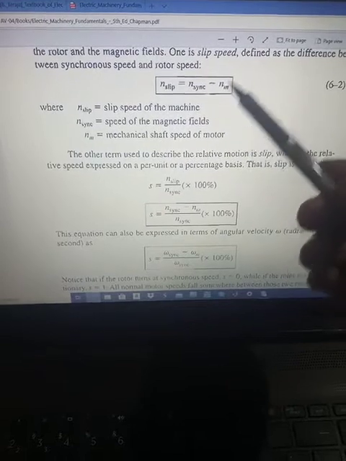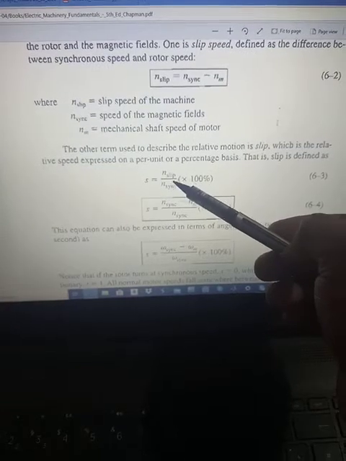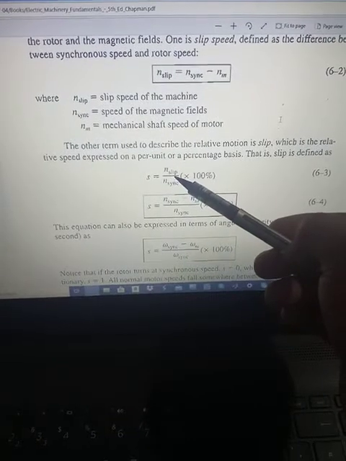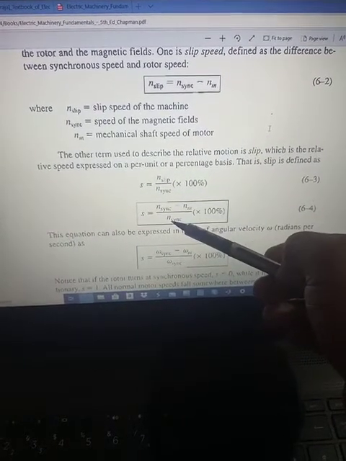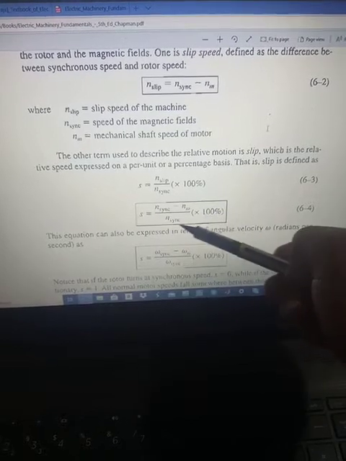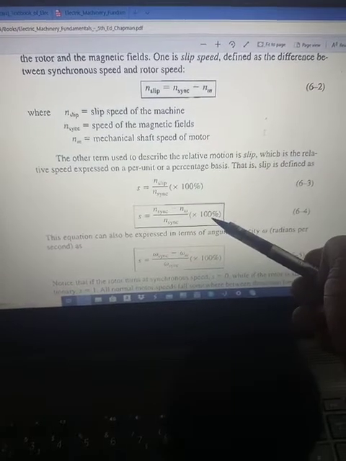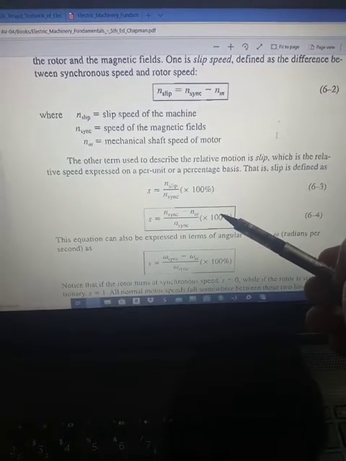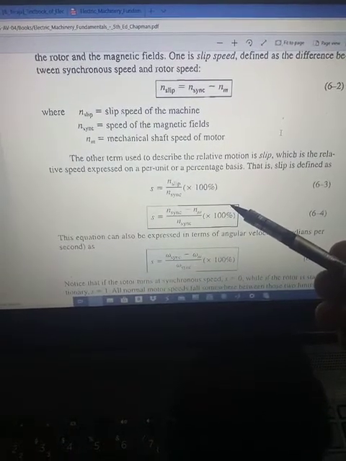One more term is the percent slip. The percent slip is the slip speed divided by the synchronous speed, multiplied by 100%. We know that the slip speed is the difference between the synchronous speed and the rotor speed, divided by the synchronous speed. So this is the percent slip. This is the equation for slip speed, and this is the relation for the percent slip. These are two more important concepts: what is the percent slip and what is the slip speed?